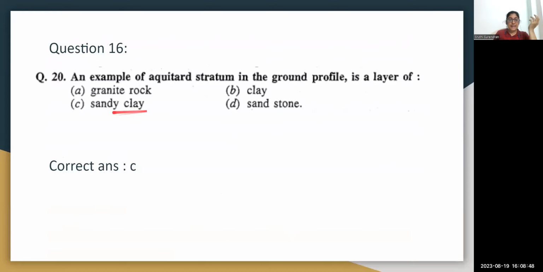So the correct answer is sandy clay. Like I said, aquitards are formations where in sand there will be some clay portions. So when clay portions are there with the sand portions, those are examples for aquitard. Granite rock is an example for aquifuge.